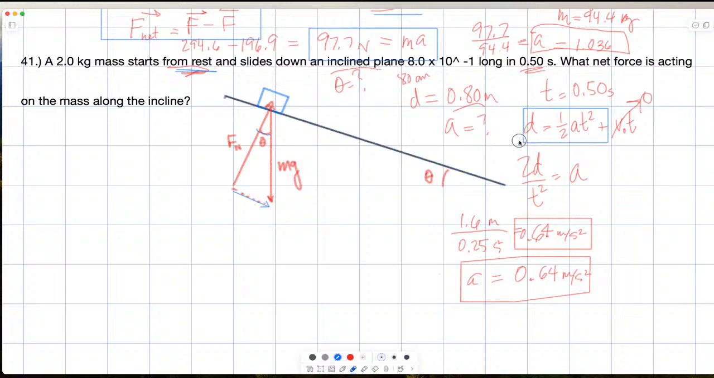Distance is equal to 1/2 at squared plus v initial t. Well, v initial is 0, so there's nothing left there. So d is 1/2 at squared. Multiply both sides by 2, then divide both sides by t squared: 2d over t squared equals a. So 2d is 1.6 meters, divided by t squared, which is 0.5 times 0.5, which is 0.25. So it's equal to 0.64 meters per second squared. And there you have it.